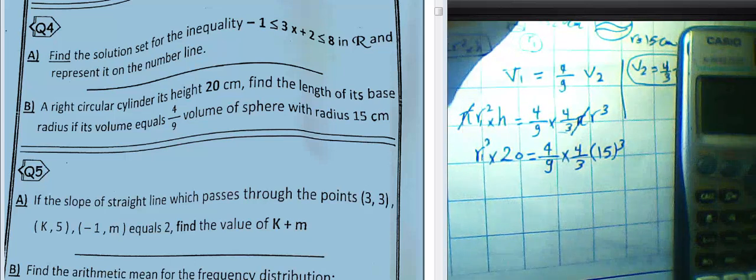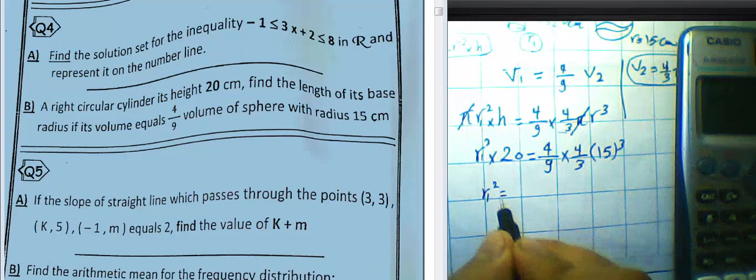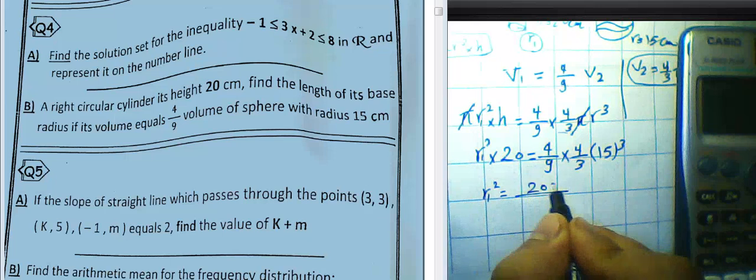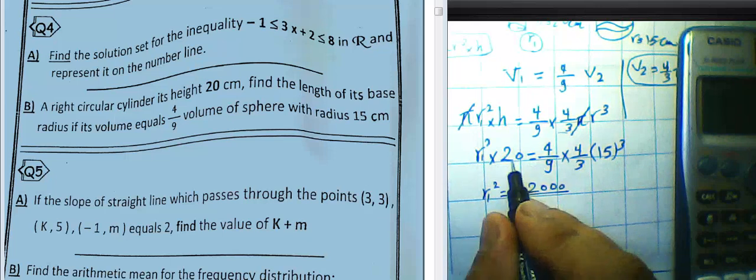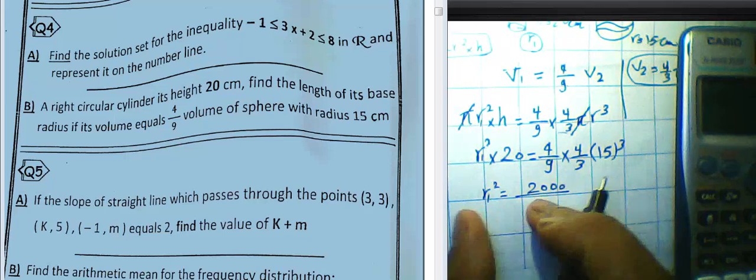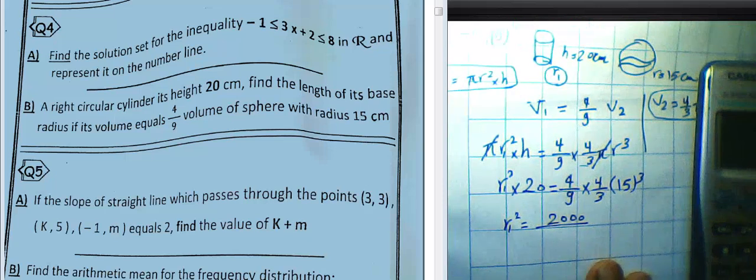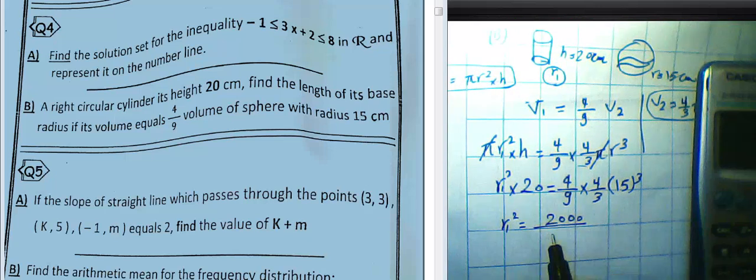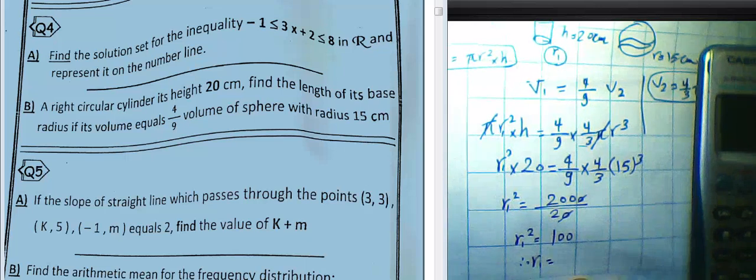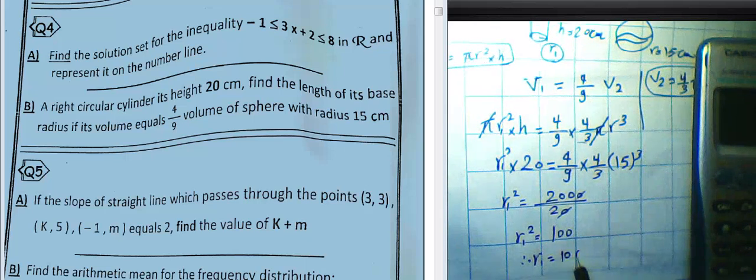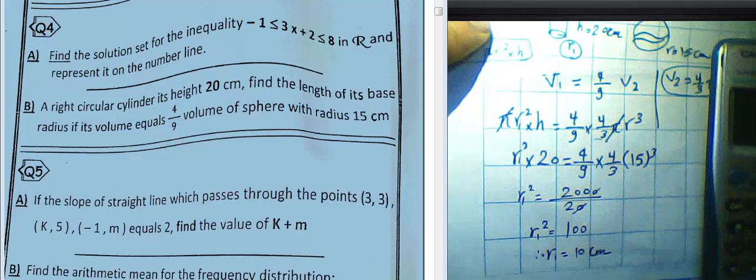Okay, then r squared multiply 20 equals 2000. Then we must divide it by 20, this coefficient here, 20. Then r squared equals 2000 divided by 20. The result will be 100. Then the radius will be the square root of 100. It will be 10 centimeter. This is the radius: 10 centimeter.